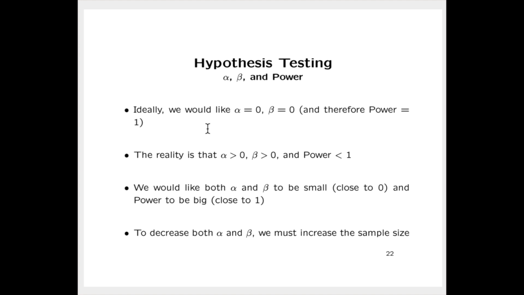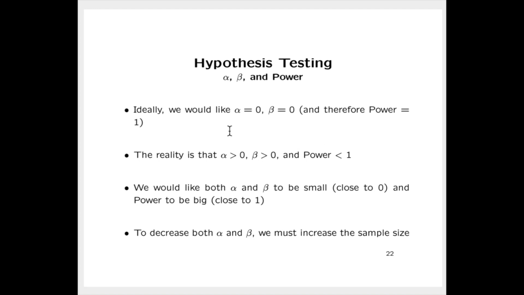Now, ideally, in a perfect situation, we would like the probabilities of the two types of errors to be zero. We would like there to be no possibility of committing a type 1 error or a type 2 error. In other words, we would like alpha to be 0, we would like beta to be 0, and we would like the power of the test to be 1. In other words, if the null hypothesis is false, we would like to always be able to determine that and reject it when appropriate. But the reality is that in any given situation, there's always going to be a positive probability of a type 1 error. There's always going to be a positive probability of a type 2 error. And because of that, power will always be less than 1.